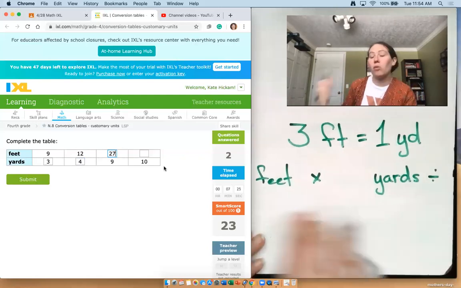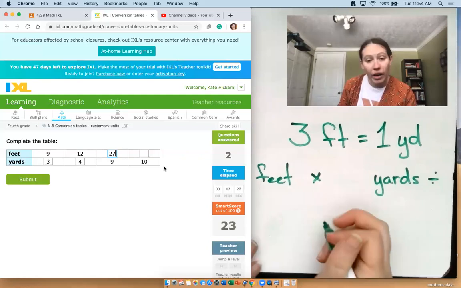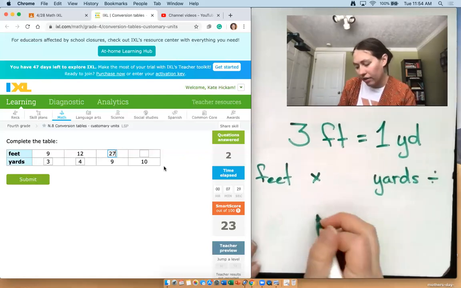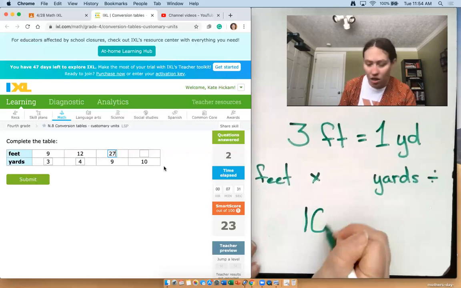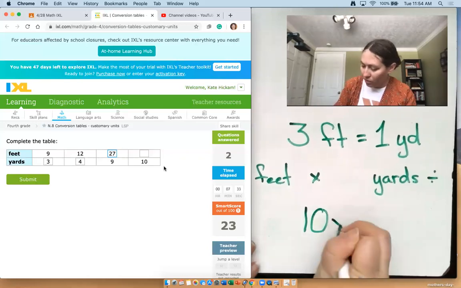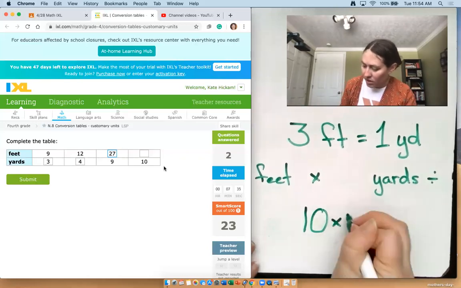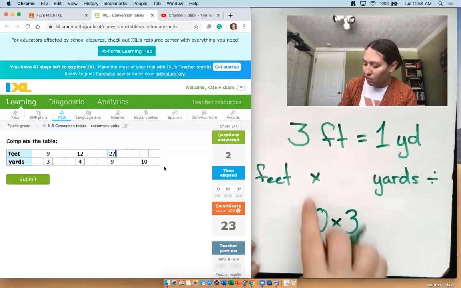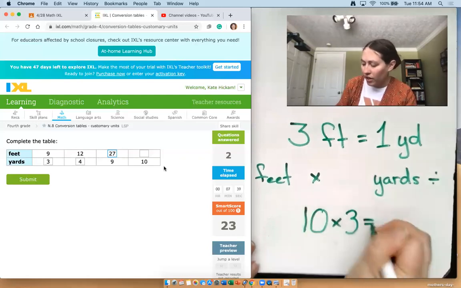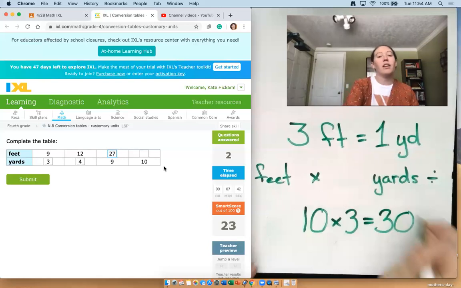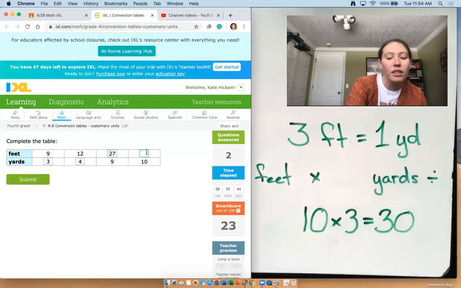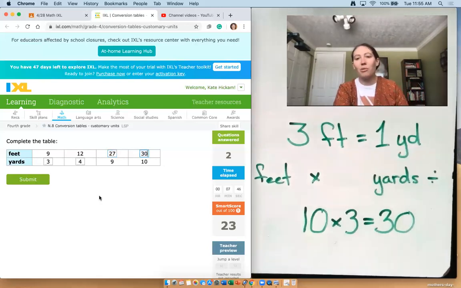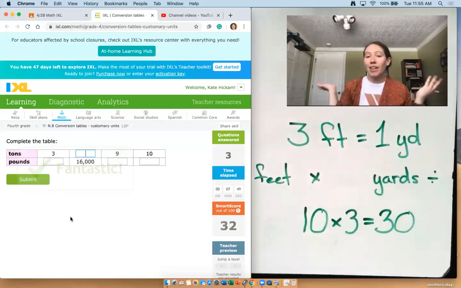Once again, this time I'm looking for feet. So I have the number of yards I have. I have 10 yards. And there's 3 feet in each. Since I'm looking for feet, I multiply. 10 times 3 is 30. Once again, take your time with these, but they shouldn't be too hard because we know our conversions. All right, enjoy, guys.